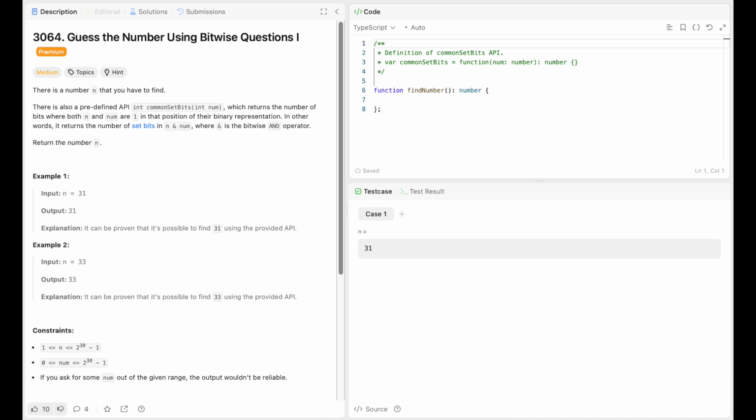If you take a look at example 1, you'll see input n equals 31 and the output's 31. It can be proven that it's possible to find 31 using the provided API. In example 2, if n equals 33, output's 33, and it can be proven it's possible to find 33 using the provided API. So if you look at the commonSetBits API, it's a var commonSetBits equals a function with num of type number, and it returns a number.